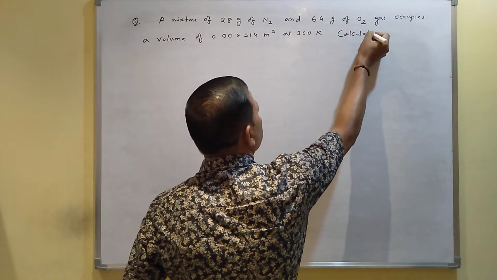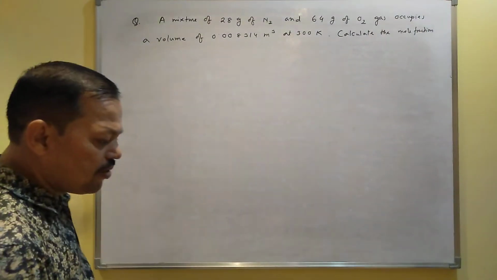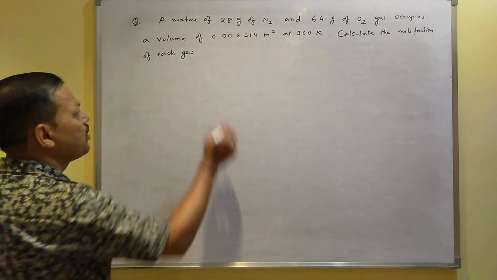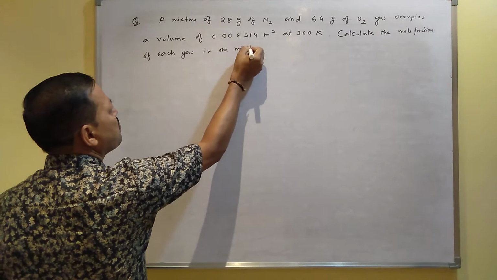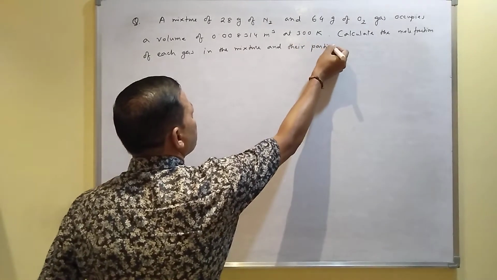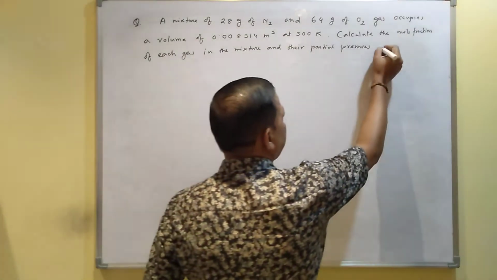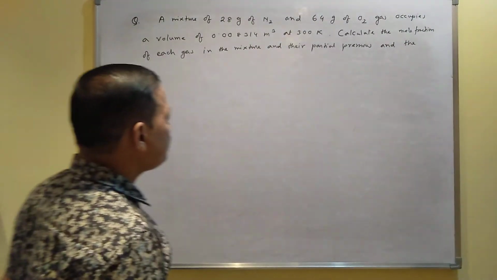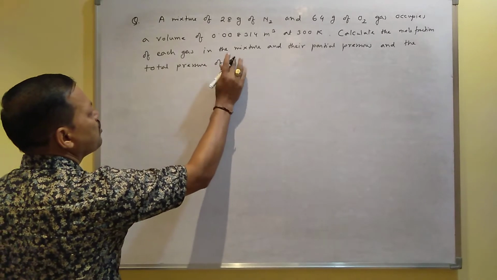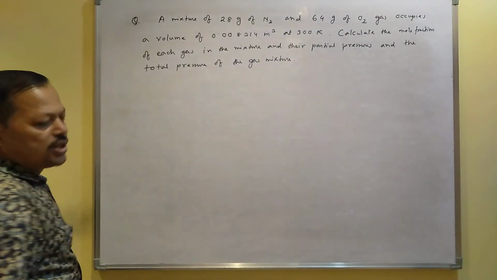Calculate the mole fraction of each gas in the mixture and their partial pressures and the total pressure of the gas mixture. So this is your numerical.